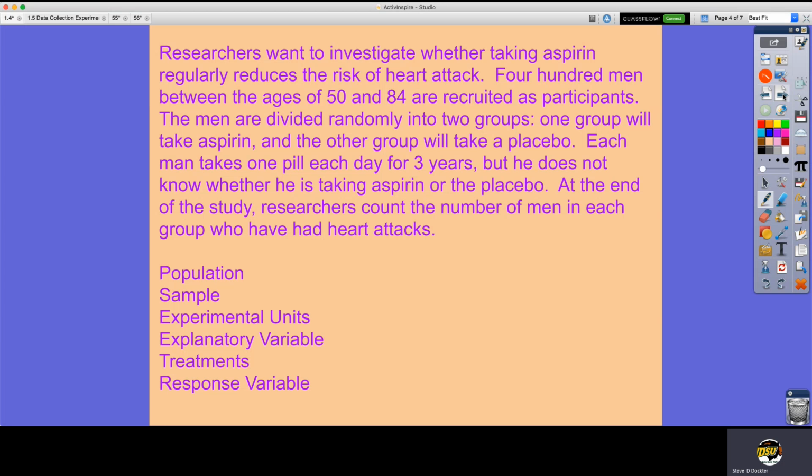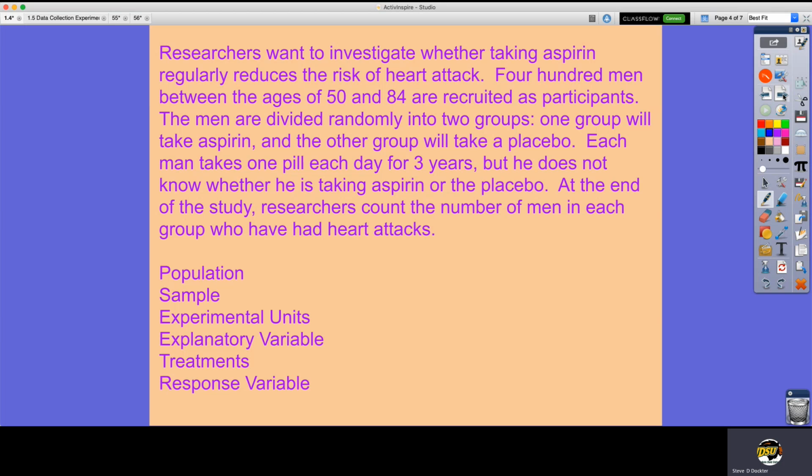So our investigation here is whether taking aspirin helps reduce the risk of a heart attack or not. We have 400 men between the ages of 50 and 84. Those men are divided into two groups. One will take aspirin, the other will take a placebo. Each man takes one pill each day for 3 days, but he doesn't know whether he's taking the aspirin or the placebo. At the end of the study, researchers count the men in each group who have had heart attacks.